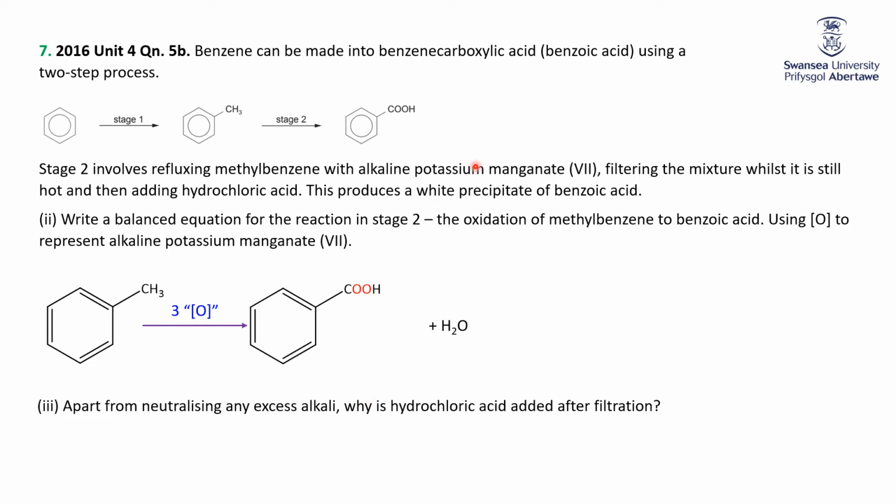Why did you add hydrochloric acid at the end? Well, we talked about this in an earlier question, question 4. When you use the basic or alkaline potassium permanganate, you don't make the acid, you make the conjugate base, COO minus, which you then need to acidify to get to the acid, COOH.